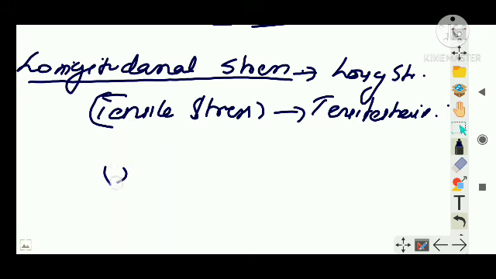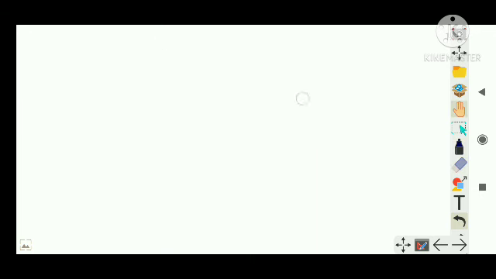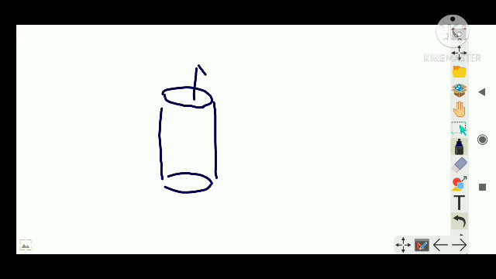Suppose there is a cylinder like this. Let's keep it straight, that is better. I pulled it from both the ends like this. So what will increase? Its length will increase, right? Initially, let's say its length was L, and it changed by delta L. So this delta L is the change in length.